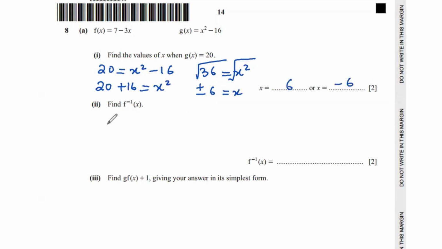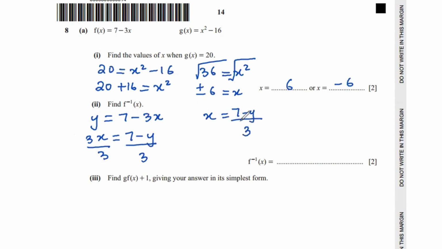And find the inverse of f of x. So you first put the function equal to y. So y equals 7 minus 3x. Then we swap 3x with y, because I want the variable that I want to make the subject, which is x, to be positive. So then we divide both sides by 3, and x equals 7 minus y over 3. As you can see now, x is the subject of the equation, not y. So the last step is to replace x with f inverse of x and y with x. So this is our inverse.